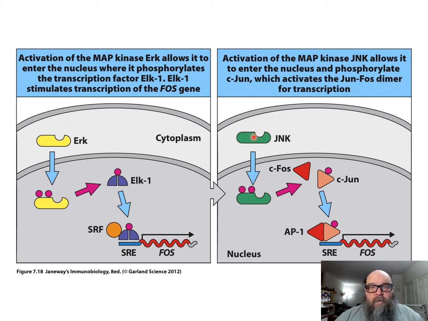Or ultimately, you can have the MAP kinase pathway known as SAPK-JNK. JNK is going to be activated, phosphorylated. It's going to go to the nucleus. It's going to activate Jun. Jun is going to bind Fos, forming AP1, which is also going to bind to some of those SRE elements, activating transcription.